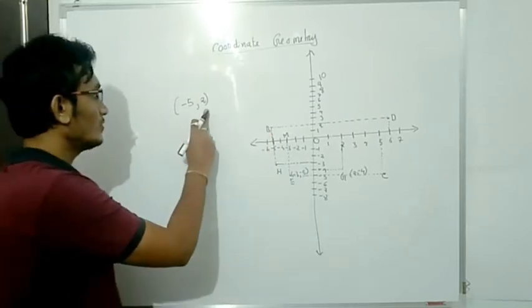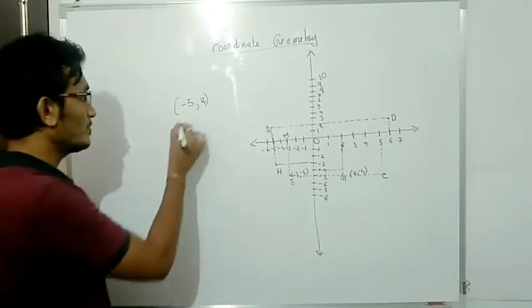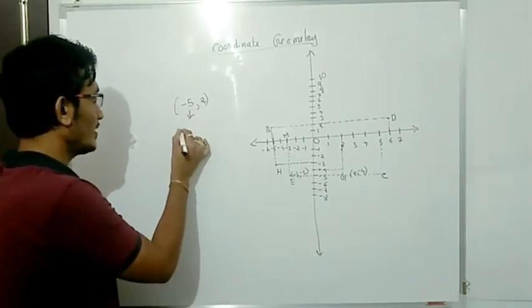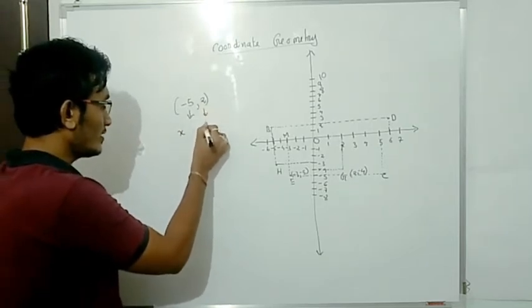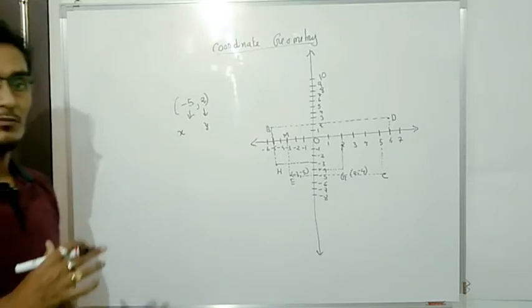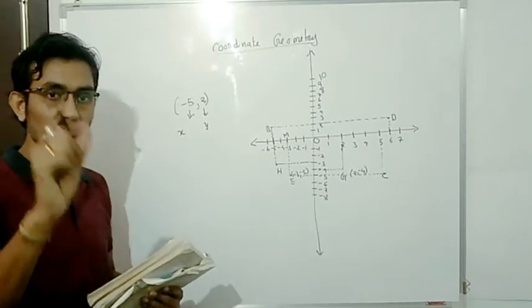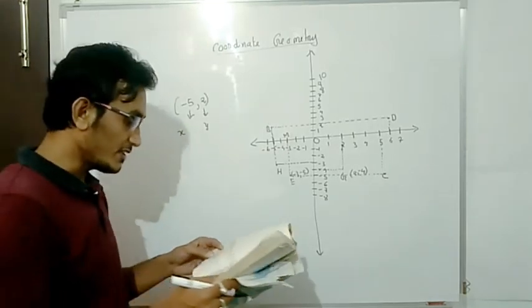Minus 5, 2. While you are writing the coordinate, one point you should remember: the first position is always represented by the x values, and the second is represented by the values of y. This is the representation of the coordinate. Coordinate means the position of the point. So in the next number, the coordinate of C, exactly the same concept.